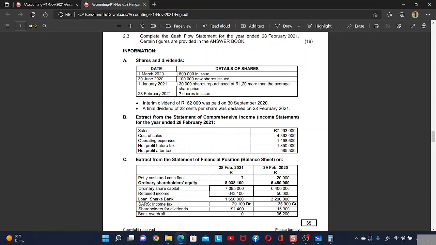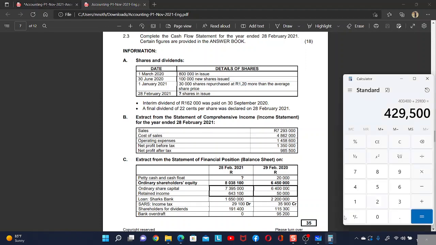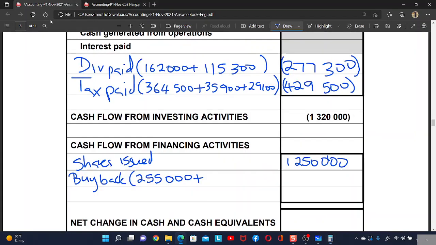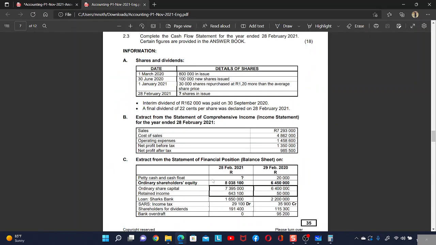So it's 120. So 30,000 times 120, the answer is 36,000. Plus 36,000. So the answer is 291,000. And then let's go and check the loan.